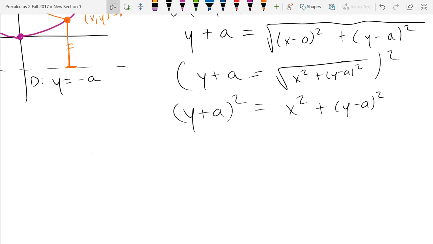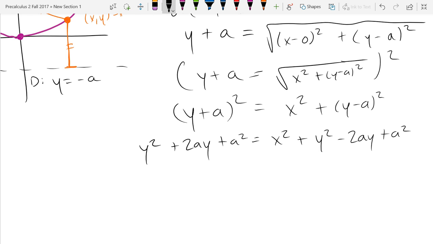Now FOIL everything out and simplify it down. So we got y squared plus 2ay plus a squared equals x squared plus y squared minus 2ay plus a squared. Our a squareds cancel out. Our y squareds cancel out. And we got x squared on the right, and I'm going to add 2ay to give us 4ay equals x squared.